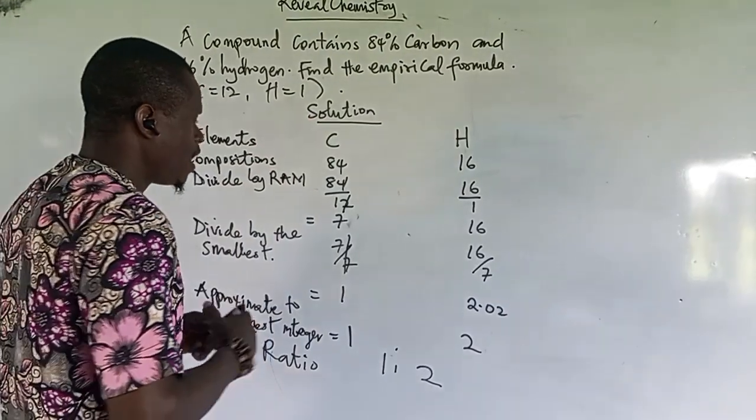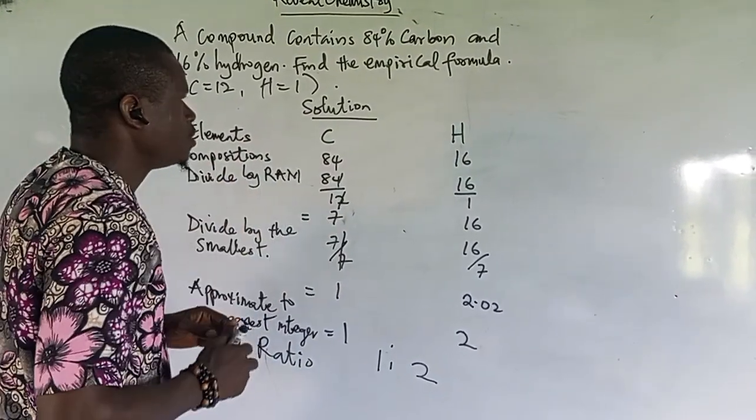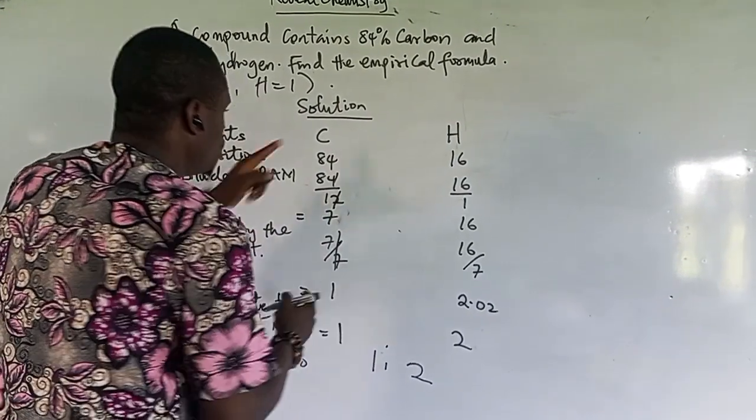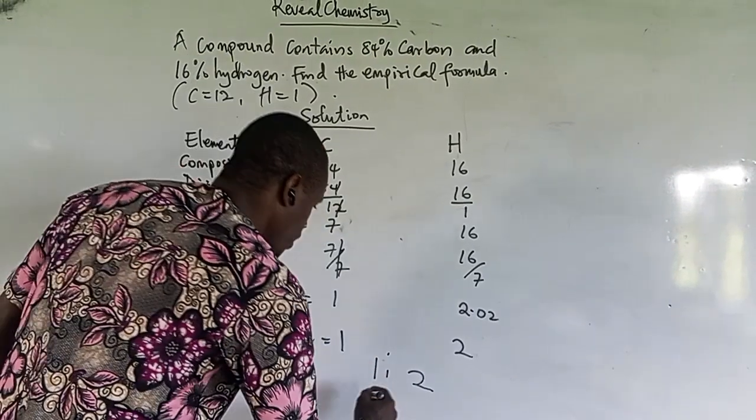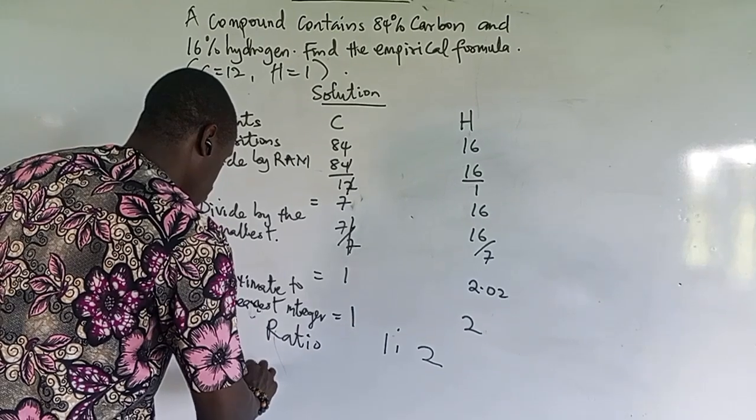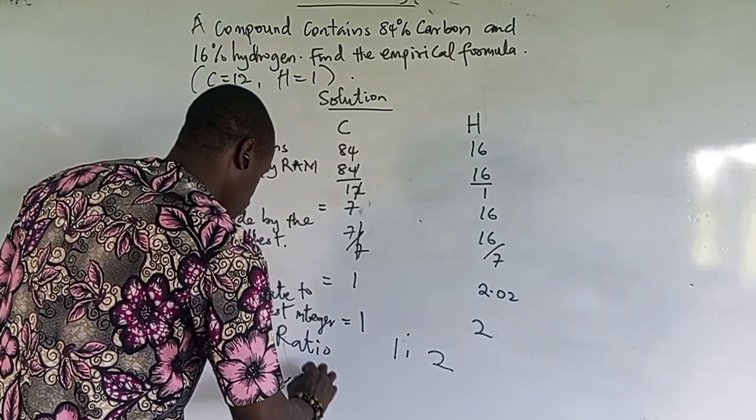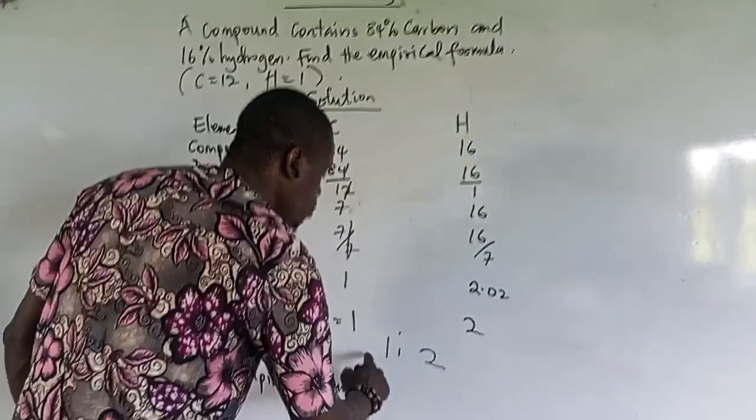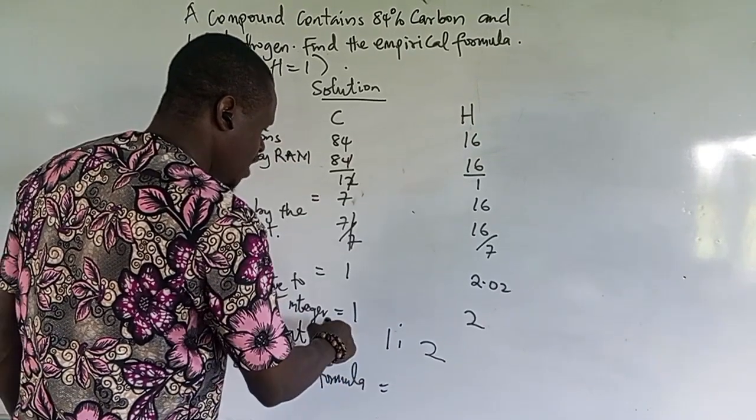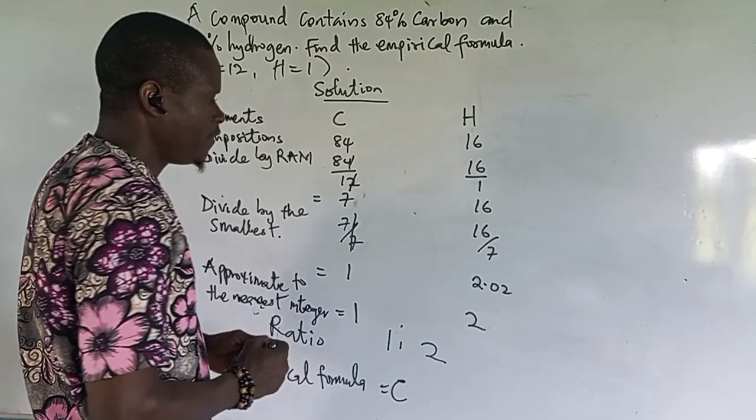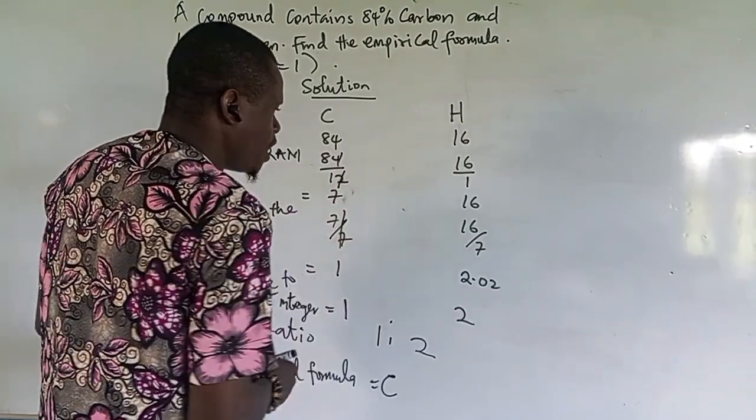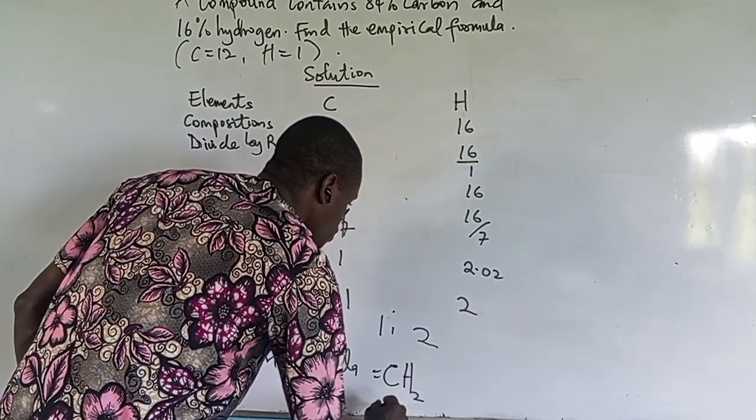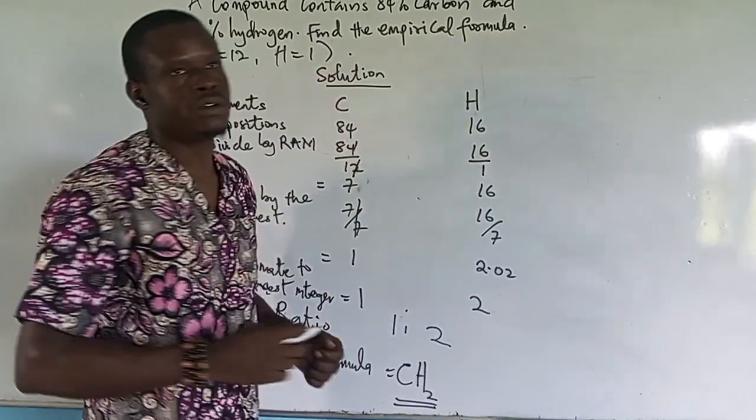Now we are coming to the end of this calculation. The ratio of carbon in this compound was shown to be 1, which is one carbon element to 2 hydrogen. So we say the empirical formula would be equal to CH2. At the end of this video, we realize that there are 2 hydrogen atoms for 1 carbon. So this is how you can build an empirical formula.